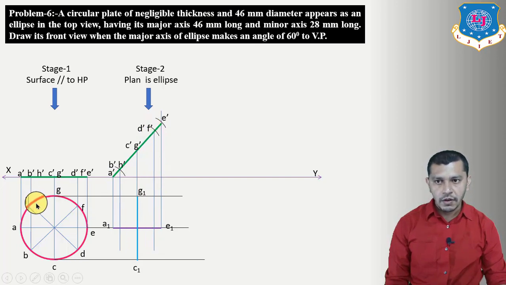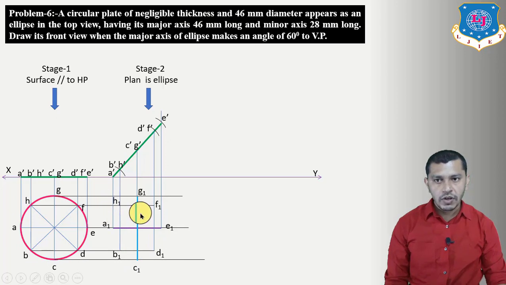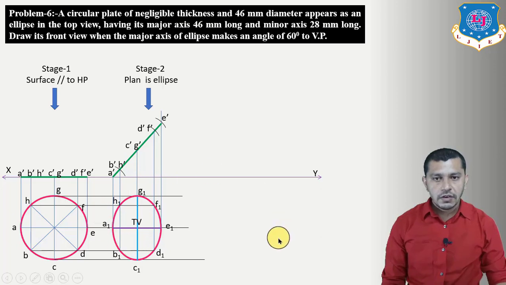Now draw the locus of HF from over here and BD over here. So this is our B1, D1, F1, H1. Now draw the freehand curve passing through these points. We will get the ellipse having major axis 46 mm and minor axis 28 mm. Now we have to derive the third stage.